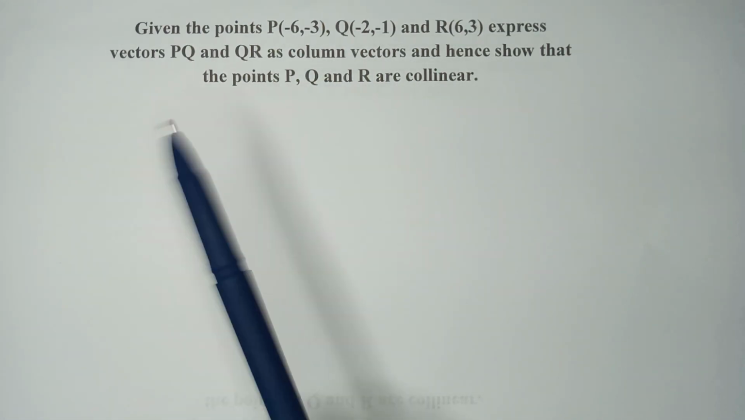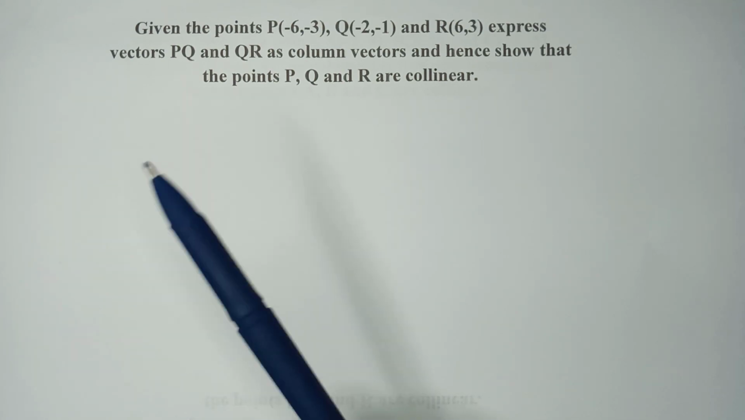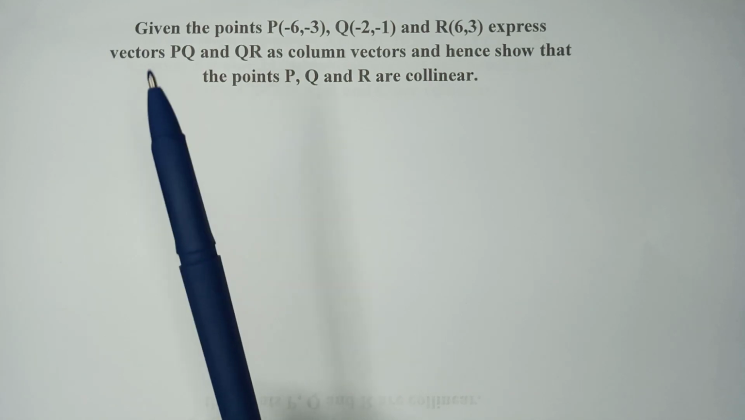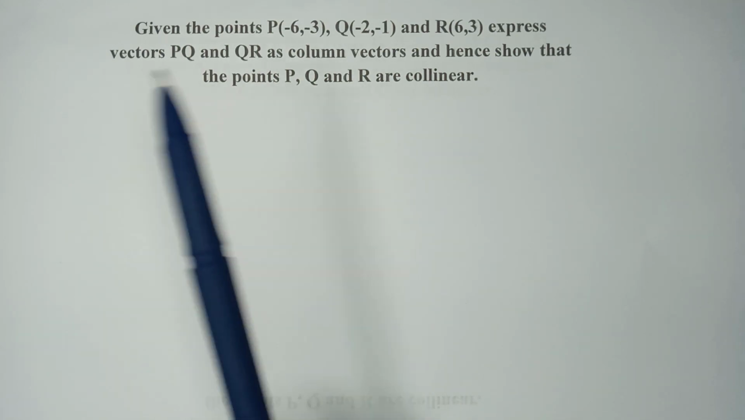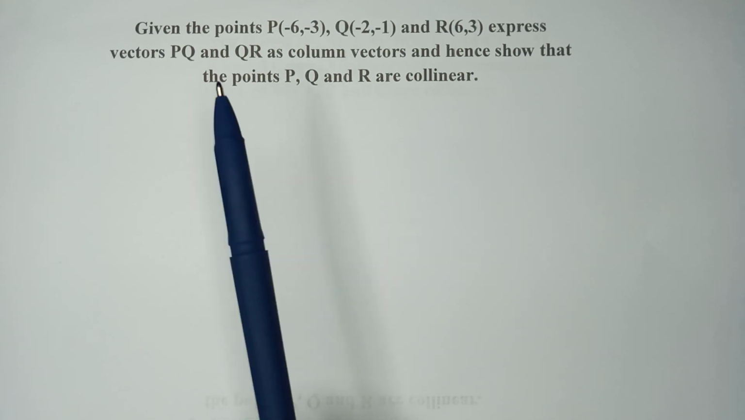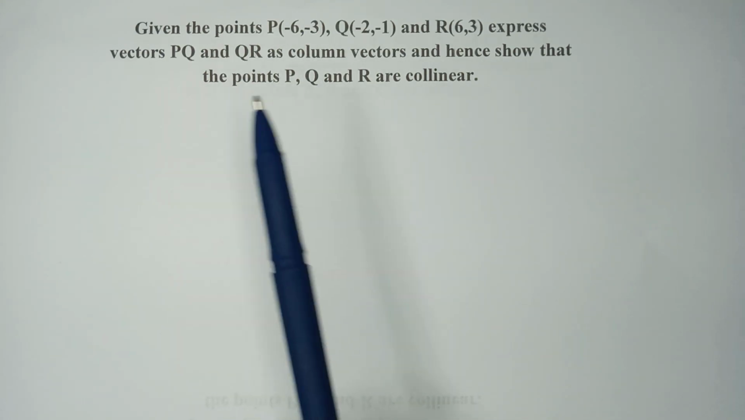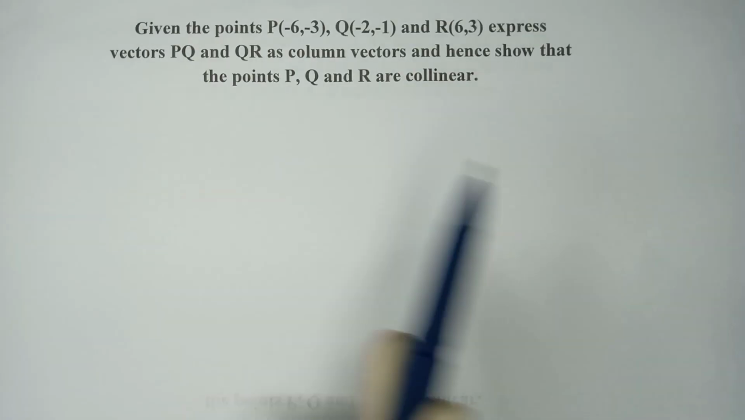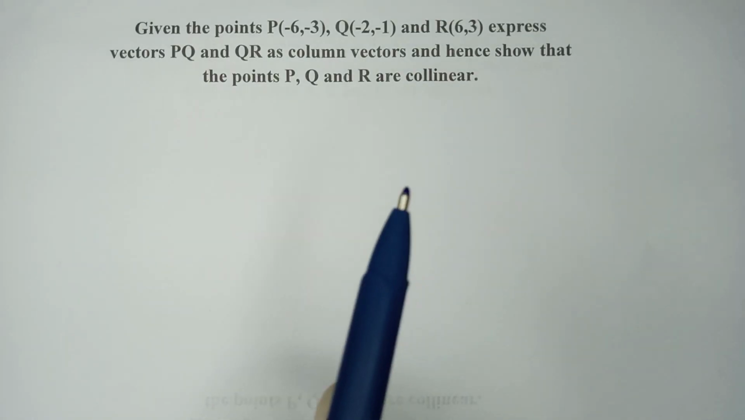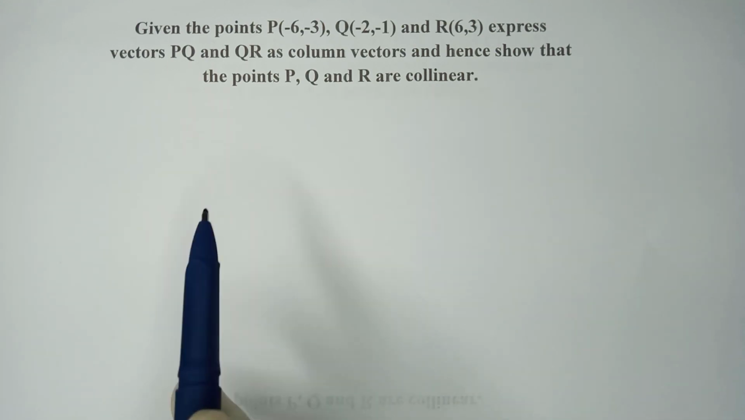Now there are certain things that you're supposed to know. Points are said to be collinear if the vectors formed from the points are parallel. That means one can be expressed as a scalar multiple of the other. And two, they must have a common point. So when you're given the three points, you're supposed to form two vectors from them. Then we see what happens next.